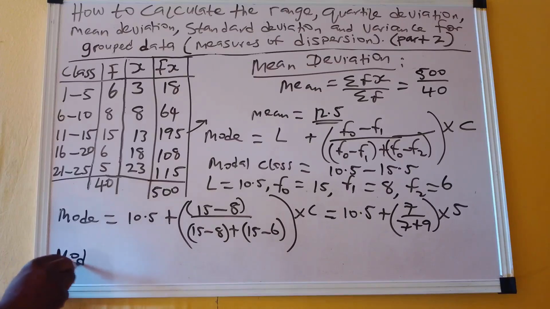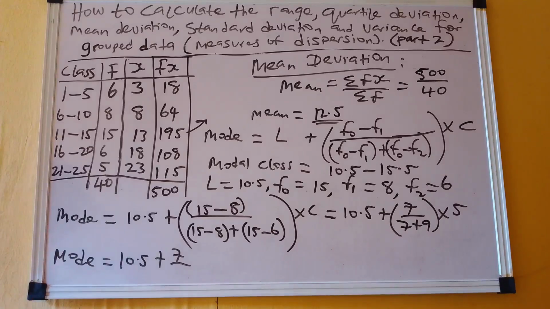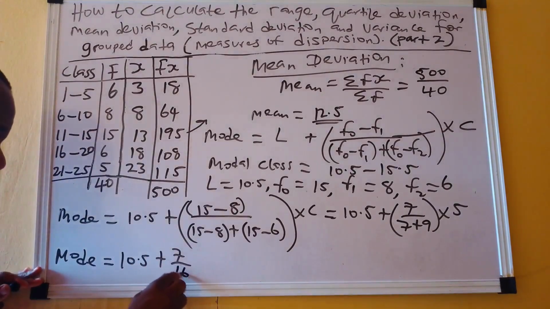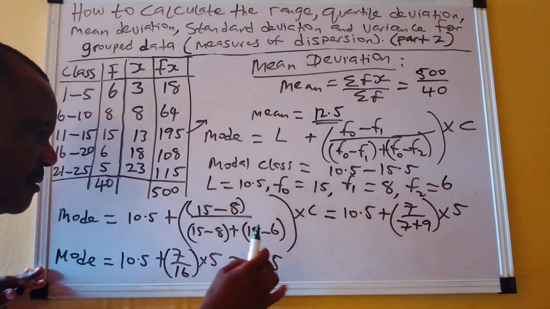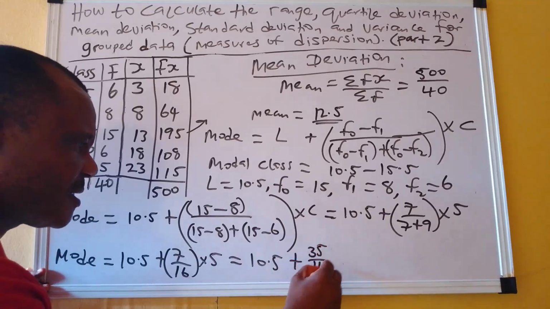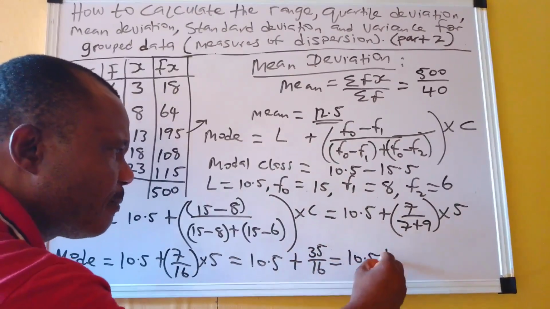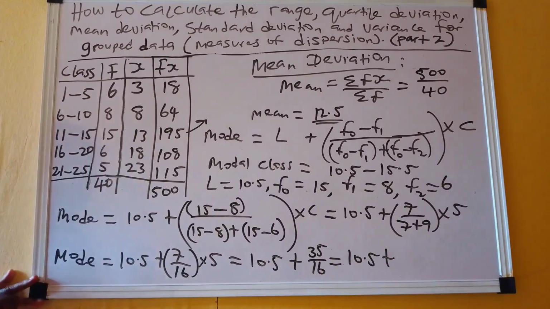So our mode is equal to 10.5 plus 7 all over 7 plus 9, which is 16, times 5. So this will be equal to 10.5 plus 35 over 16, which is equal to 10.5 plus 35 divided by 16, which is 2.19.